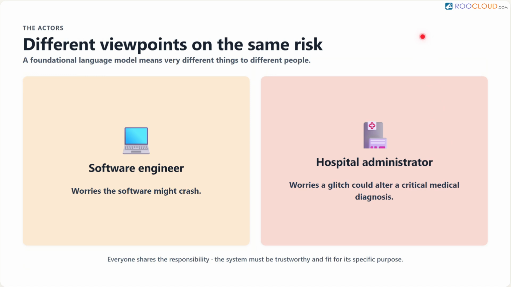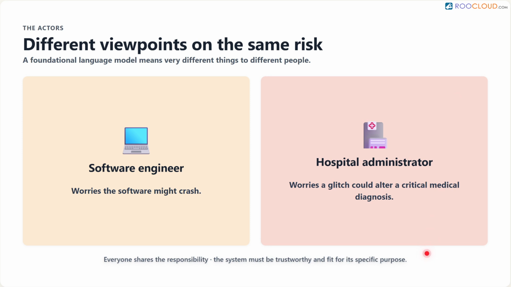Because of this, we must look at the different people involved, often called actors. A software engineer creating a foundational language model has a very different viewpoint on risk than the hospital administrator, who later uses that exact same model to transcribe patient records. The engineer might only worry about the software crashing. The administrator has to worry about a glitch altering a critical medical diagnosis. This is why everyone shares the responsibility to ensure the system is trustworthy and fit for its specific purpose.